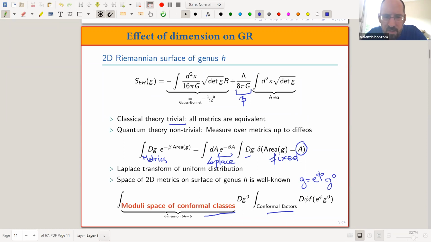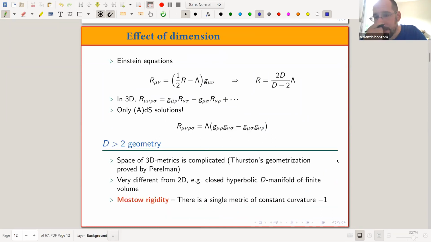So this space of conformal classes here, it's known to have dimension 6h minus 6, and then the conformal factor is just a real function. Okay. Now in higher dimension, things can be quite different.